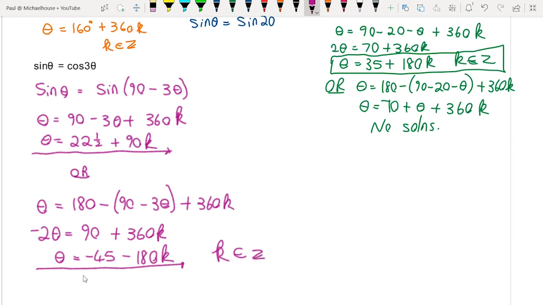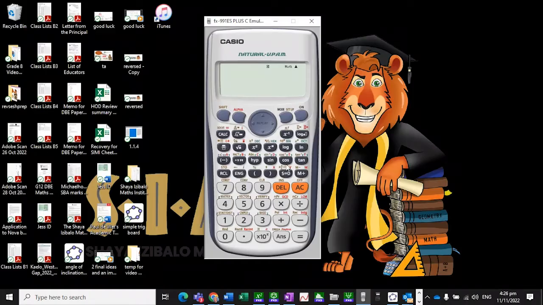And as we did previously, you could just go and check one of these answers. Let's just, for example, check 22.5 degrees. If we find the sine of 22.5, we get that. And if we find the cos of 3 lots of 22.5, we get exactly the same.